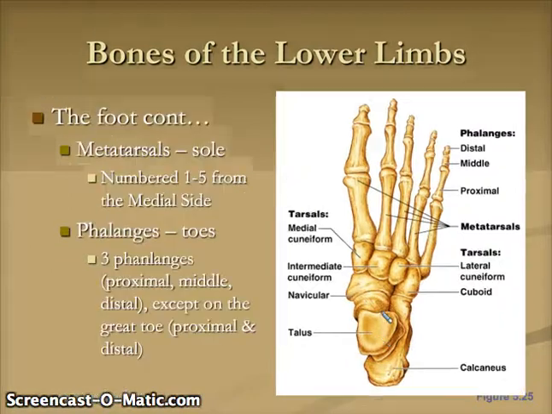Now, the metatarsals do much the same thing. They look like tiny little long bones. You can see that the phalanges, okay, have similar distal, middle, proximal. The metatarsals here, it's just that part that determines the foot. And again, the proximal, middle, distal, except for the big toe, which just has proximal and distal, just like we see on the hand.